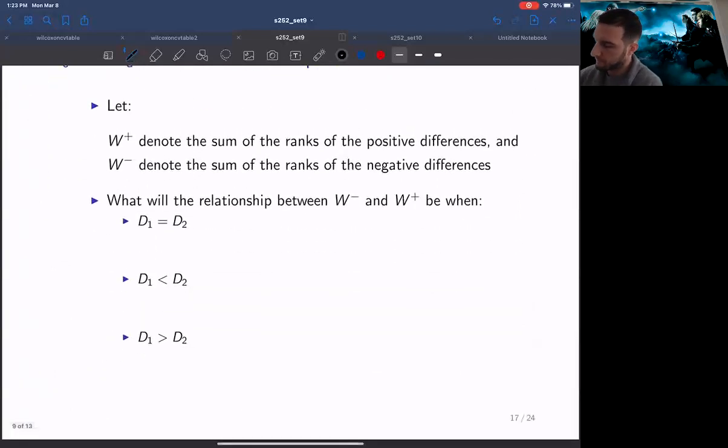Okay, so let capital W plus denote the sum of the ranks of the positive differences, and capital W minus denote the sum of the ranks of the negative differences. Okay, so how do we expect these things to behave in each of the different situations? When the locations are the same, you'll expect the ranks of the positives and the negatives to be about equal. So if we have two distributions that are sitting effectively right on top of each other, we should observe an equal sum of the negative ranks and the positive ranks.